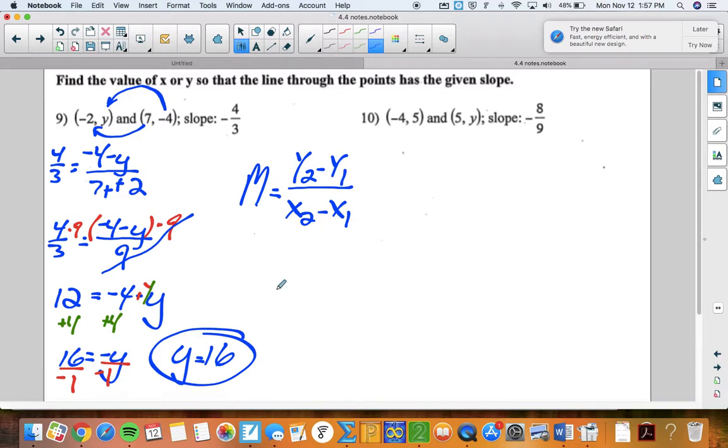Let's check that. If we plug that back in here, we get negative 4 minus negative 4. Let's read this correctly. Negative 4 minus 16, which is negative 20. And on the bottom we get 9. That's no good.